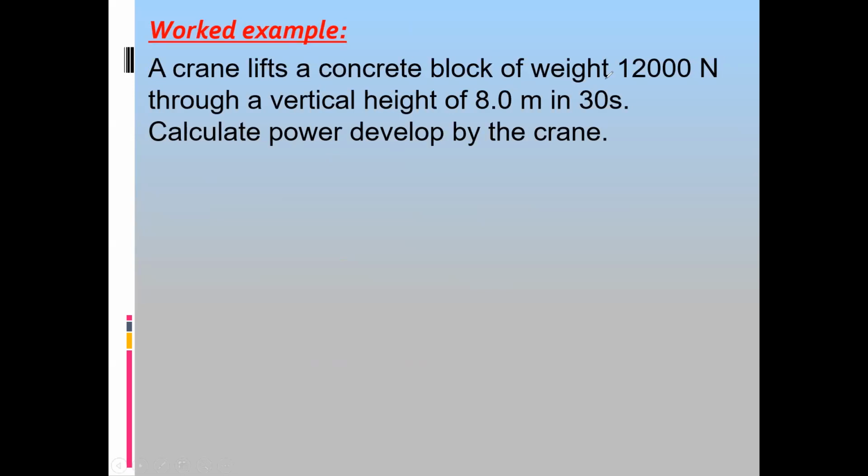A crane lifts a concrete block of weight 12,000 Newton. So we have the force, through a vertical height of 8 meters. So we have the distance, in 30 seconds. So we need power. How to get power? Power is work divided by time.